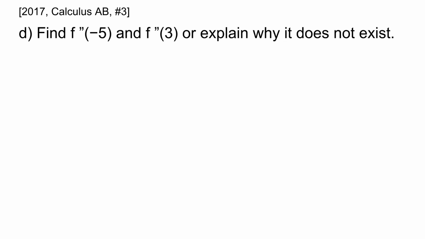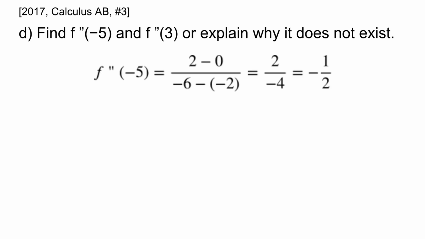In part D of this question, we are asked to find f double prime at -5 and f double prime at 3, or explain why they do not exist. F double prime at -5 we can find by using 2 minus 0 over -6 minus -2, which is 2 over negative 4, or just negative 1/2.